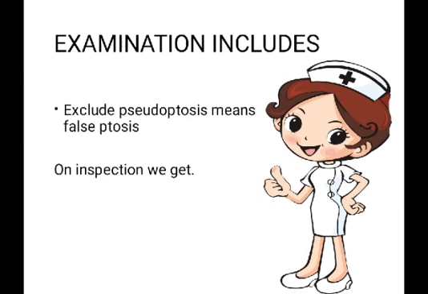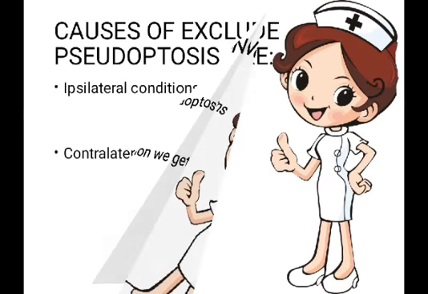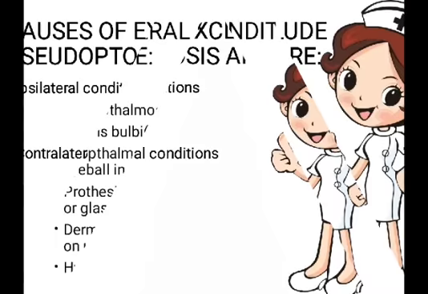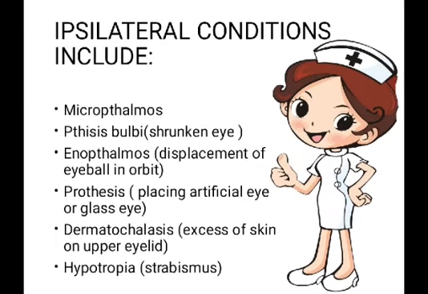Next one, examination excludes pseudoptosis, which means the false ptosis. Now we have to first of all find out whether it is pseudoptosis, which means false ptosis, on which inspection we get. Now there are different causes to exclude pseudoptosis. First one is ipsilateral conditions and second one is contralateral conditions. Let's move to the ipsilateral conditions, which include the following points.